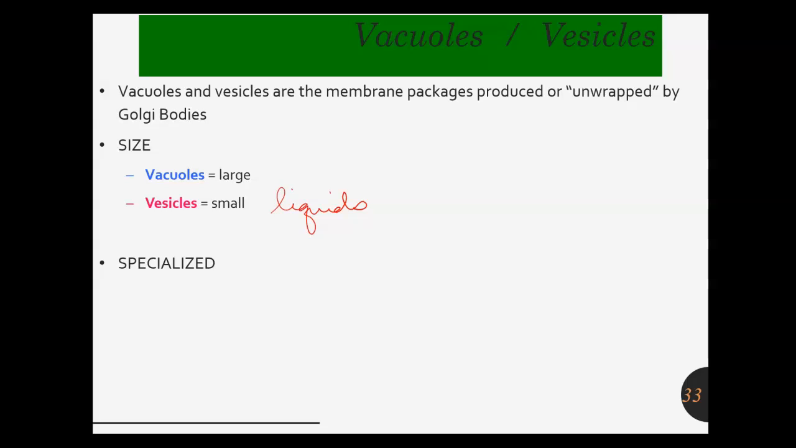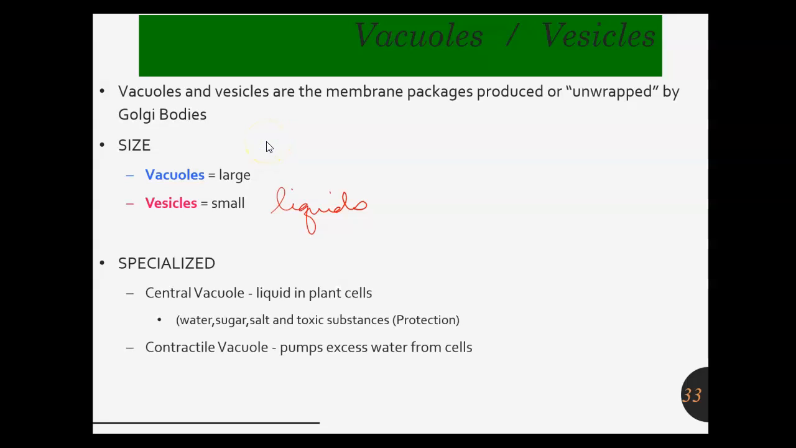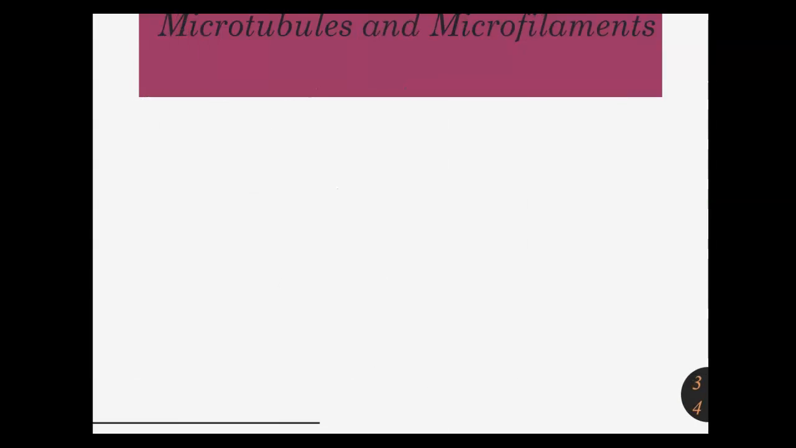We can have a vacuole, for example, like the large central vacuole, which is found in plant cells, and it has liquid on the inside. Water, sugar, salt, all this stuff that's in solution inside of that large central vacuole. And then we could have a contractile vacuole that pumps excess water from cells. All right, so let's move on to the microtubules versus microfilaments, and then I also will probably mention intermediate filaments.